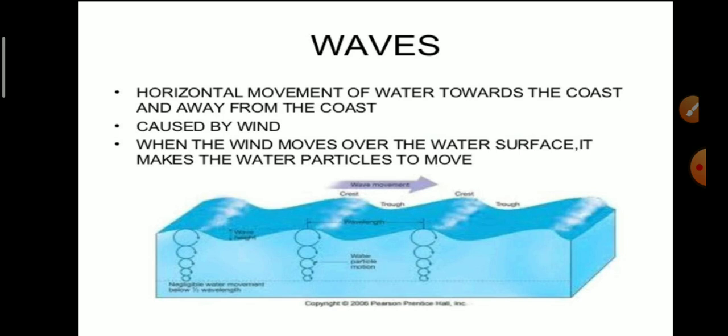Now, what is a wave? When water on the surface of the ocean rises and falls alternately, it forms waves, and these are caused by wind blowing over the seas. The horizontal movement of water towards the coast and away from the coast caused by wind is called waves. When winds move over the water surface, it makes the water particles move. The size of waves is determined by how far, how fast, and how long the wind blows.